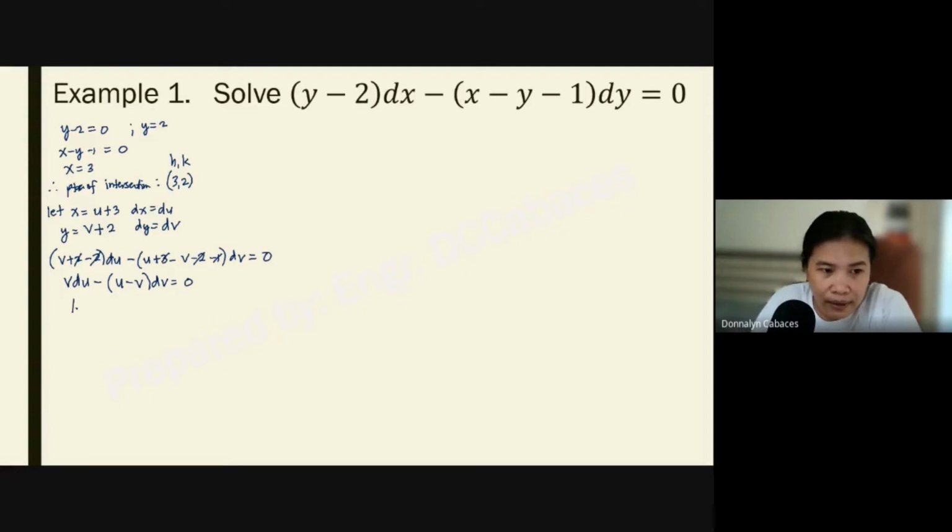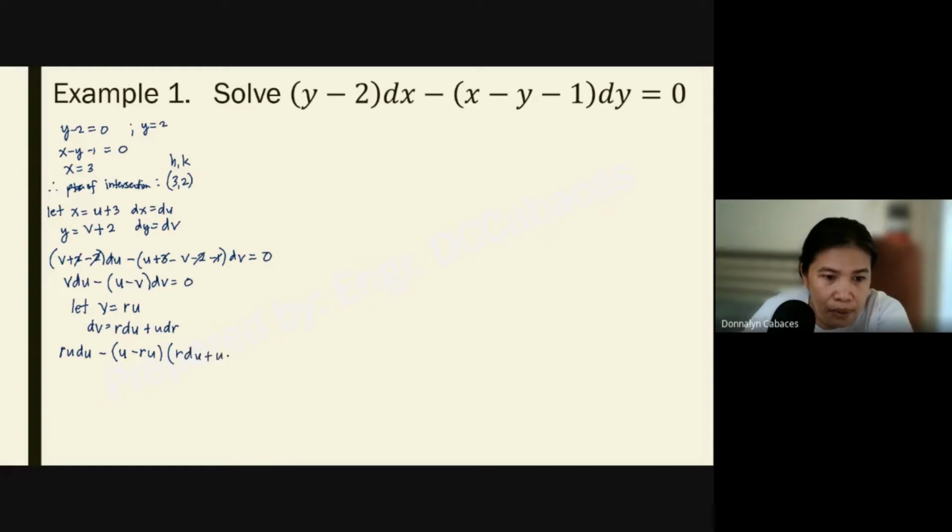So we let v equal r times u, and therefore dv is equal to r du plus u dr. So we substitute: v is ru, so ru du minus (u minus ru) times dv, which is r du plus u dr, is equal to 0.